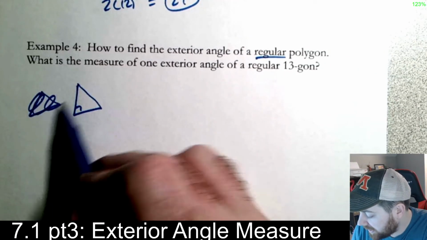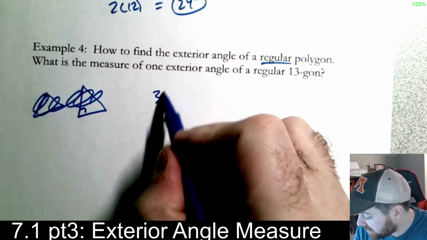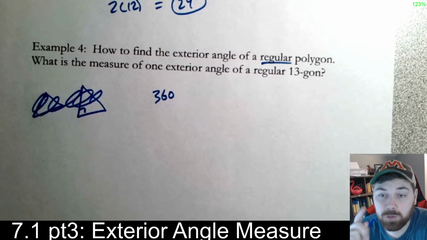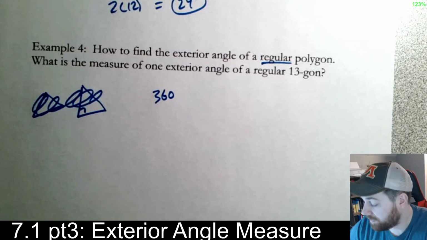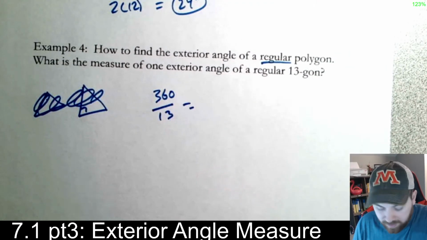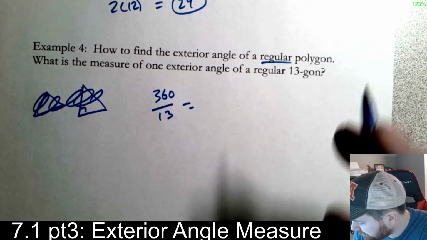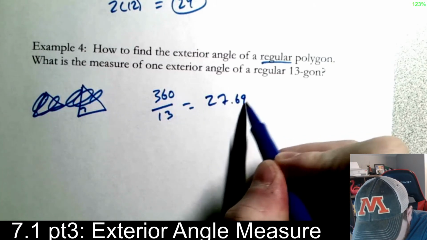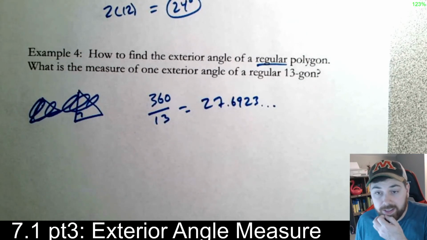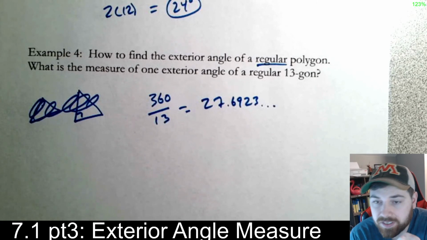Okay? So here's the key. If you have a regular polygon, all the angles are the same. So the sum is still 360. But now to find one exterior angle, we know all the outside ones are the same. We know there's 13 of them. So all we have to do is take 360 divided by 13. What is that number? Super nasty. 27.6923 and so on. Okay? But that would be the measure of one exterior angle. Because in total, they need to add up to 360, and there's 13 different ones.